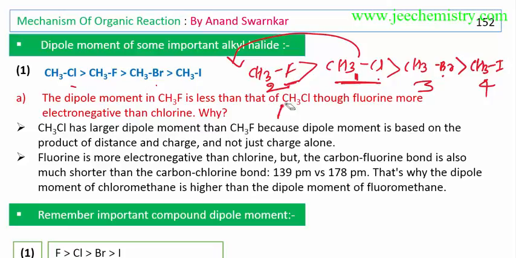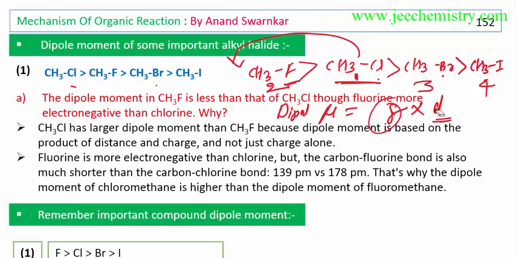The order is changing because the dipole moment mu is equal to delta (charge) into distance. The charge depends on the electronegativity difference between the atoms that are attached. As a result of the difference in electronegativity, a partial charge is developed, and the dipole moment is a product of charge and distance. One thing is right: fluorine is more electronegative, so it develops more partial charge.